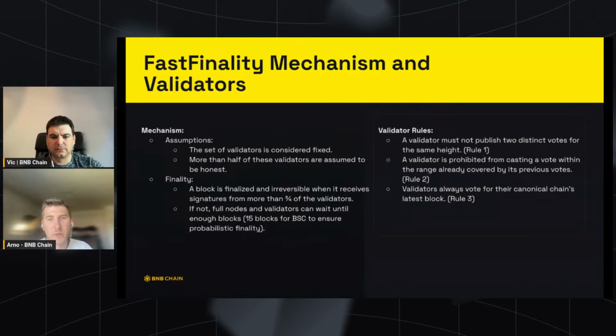As well, the validator is prohibited from casting a vote within a range that is already covered by its previous vote. For example, if you have voted for block 5, you cannot vote again for this block or for the specific range before that. So you're really maintaining a chronological order of your votes, ensuring that we are making progress within the chain and that we are not forking, so that we are always moving with the latest block that is valid. And this is rule number 3, where a validator always votes for the last block in its own canonical chain to ensure that we are supporting the longest chain.